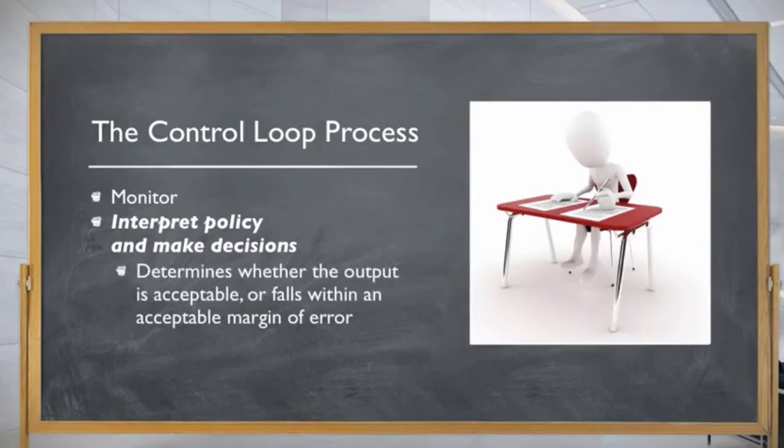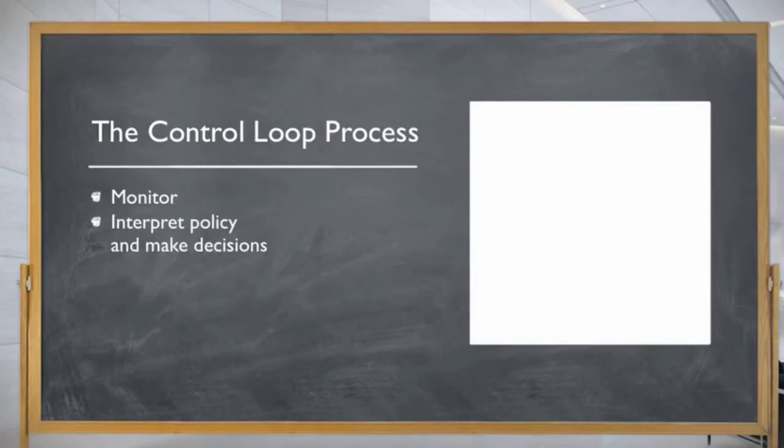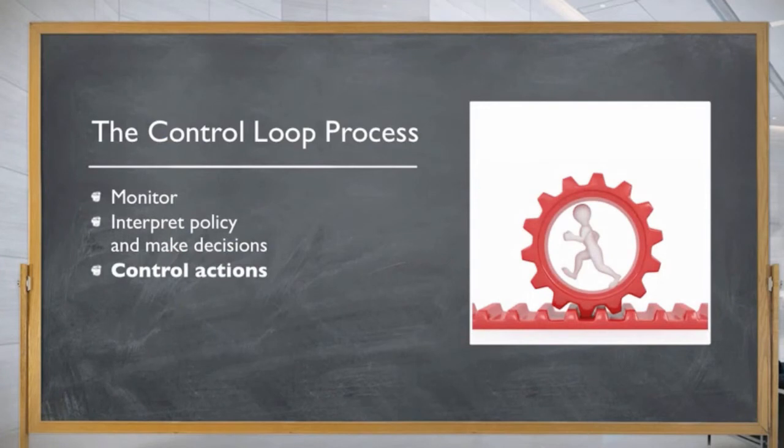Here the manager looks through the departmental output, compares it to the expected product, and determines whether the output is acceptable or falls within an acceptable margin of error. If it doesn't, the manager must go back through the process and determine what went wrong and how it can be fixed. The third phase of the loop is control actions.